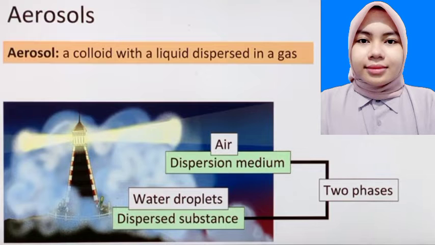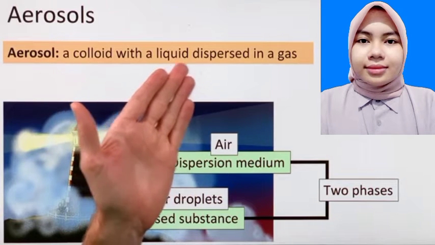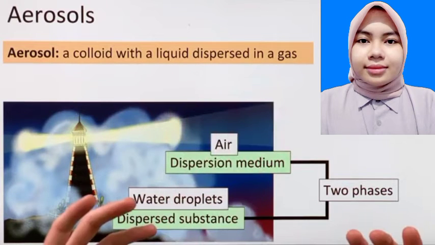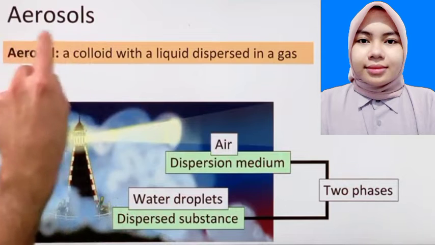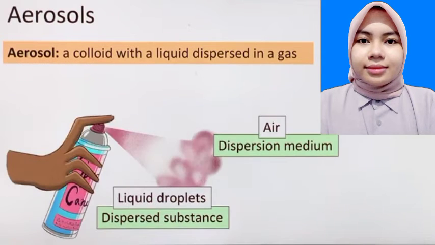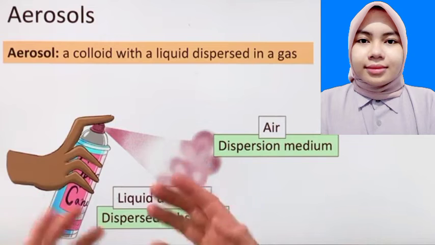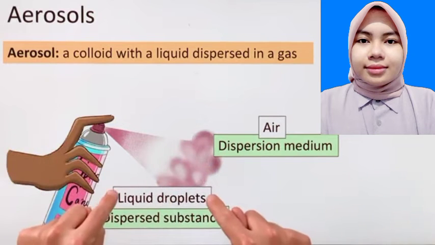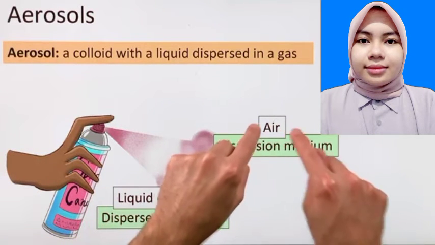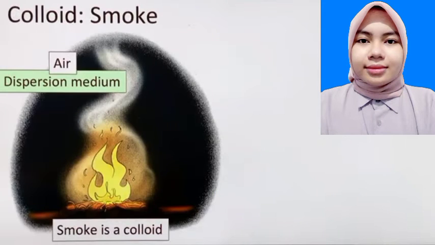Now, there are different types of colloid. This depends on what the dispersion medium is and what the dispersed substance is. When you have liquid dispersed in a gas like fog, you have a type of colloid called an aerosol. You may have heard that word before, maybe with an aerosol spray can. Like fog, liquid is the dispersed substance and air is the dispersion medium.